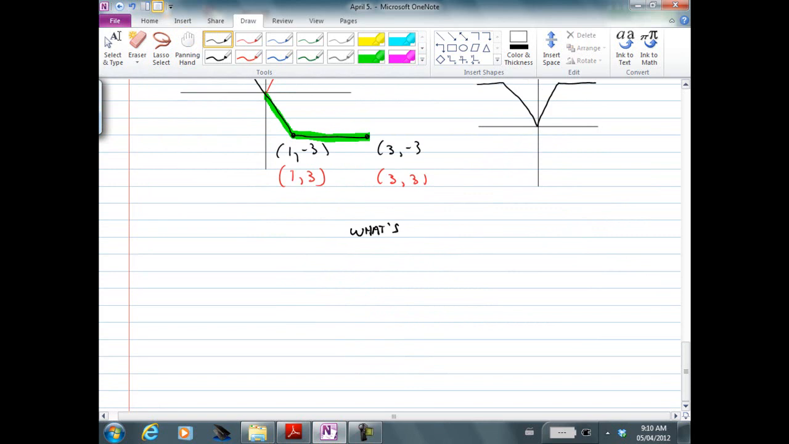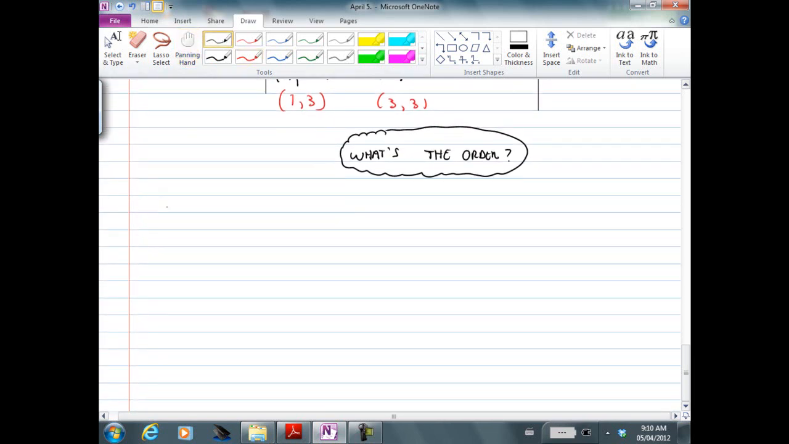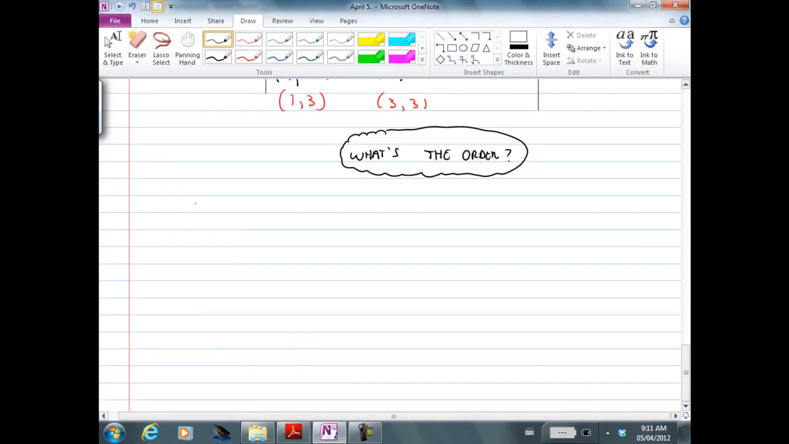The next question is, what's the order? Oh, I remember to put the sign. What's the order? We're going to do this. It will make no sense at first, but I can explain it to you. Inside. That's the order. Inside, absolute, outside.